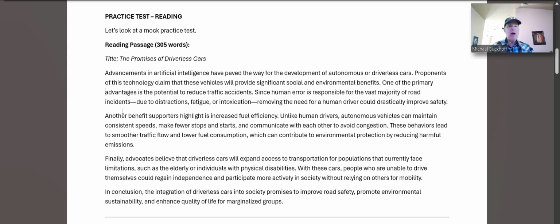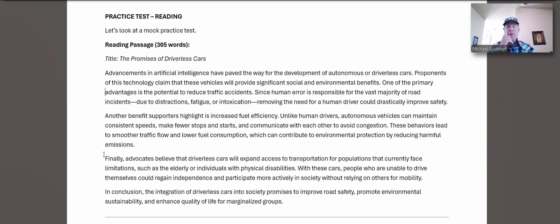Another benefit supporters highlight is increased fuel efficiency. Unlike human drivers, autonomous vehicles can maintain consistent speeds, make fewer stops and starts, and communicate with each other to avoid congestion. These behaviors lead to smoother traffic flow and lower fuel consumption, which can contribute to environmental protection by reducing harmful emissions. Finally, advocates believe that driverless cars will expand access to transportation for populations that currently face limitations, such as the elderly or individuals with physical disabilities.